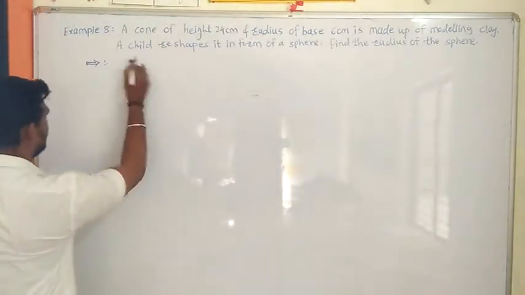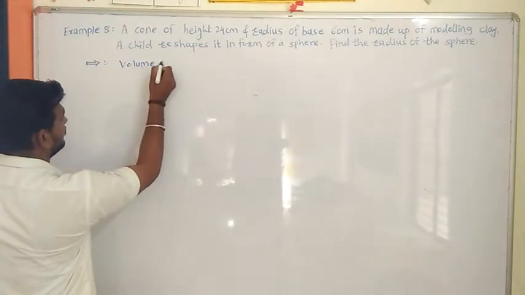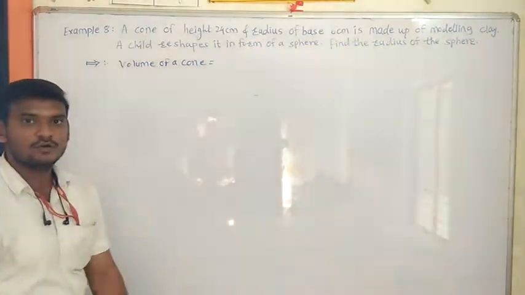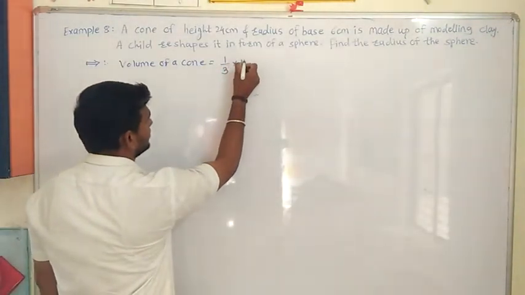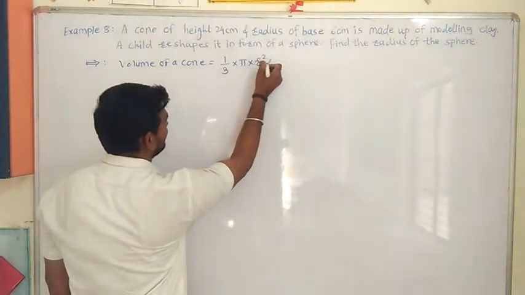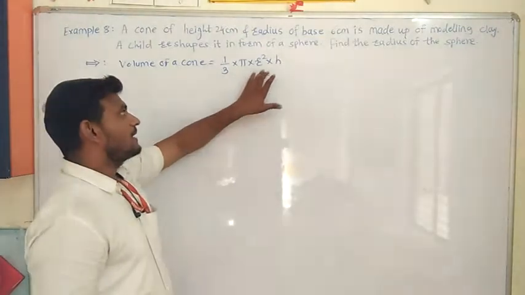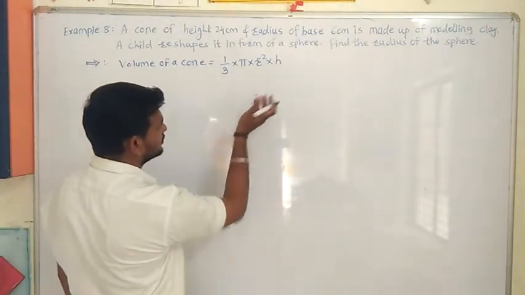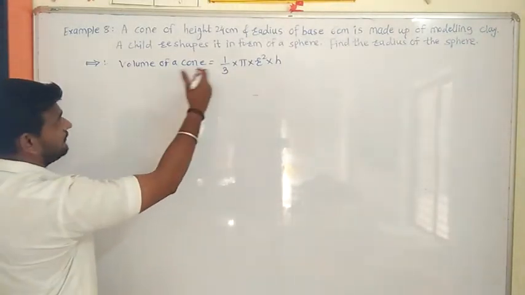Okay, now we will see here. First of all, we will find the volume of a cone. What is the formula to find the volume of a cone? Everybody knows the formula is 1/3 pi r square h. In class 9th we have learned it. Don't put the values now, after that we will put them. Now we have the volume of a cone.